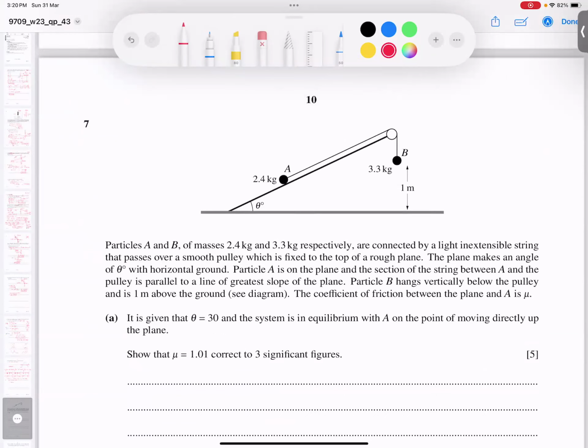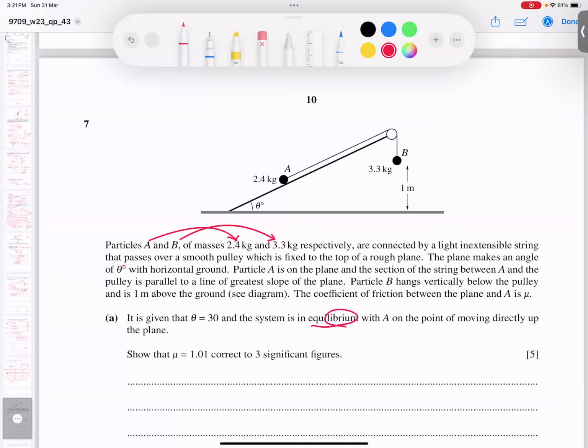He mentioned the particle A mass is 2.4, B mass is 3.3, and the pulley is smooth, always smooth, and the plane is rough. The angle is given as theta, particle A is there, B is there, and the height is 1 meter. The coefficient of friction is mu, which is unknown, and we need to find it. If theta is 30, so I take it as 30. Okay, what happens after that?